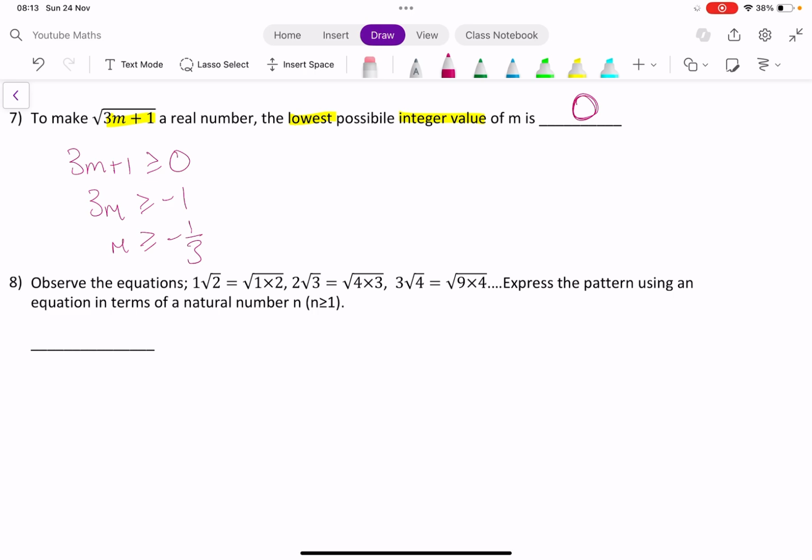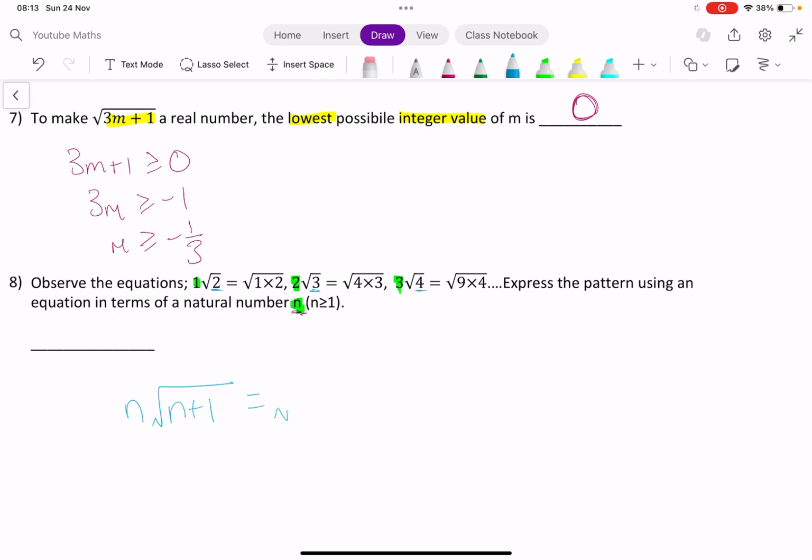Observe the equations. I'm going to put it into a pattern again. So let's think about which one n is going to be. N will be this one. This one goes up each term. First term, second term, third term. So it's going to be n. Inside the root, they are all going up by 1, so it's n plus 1.